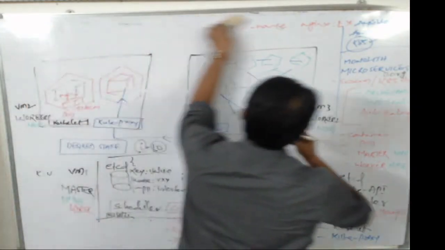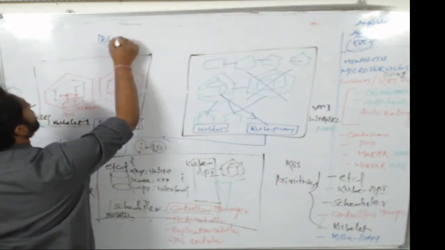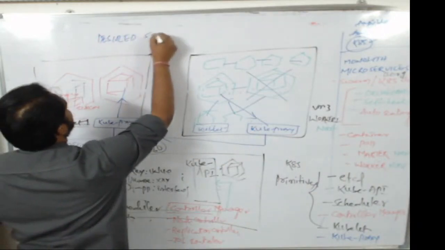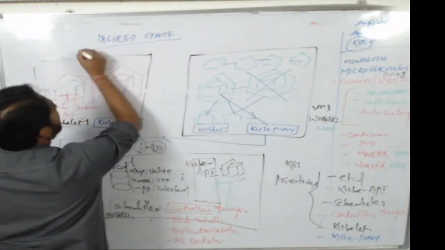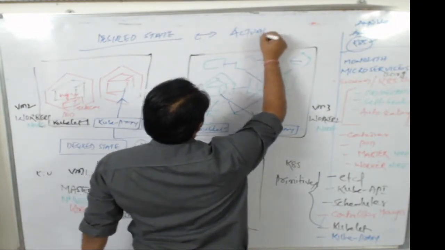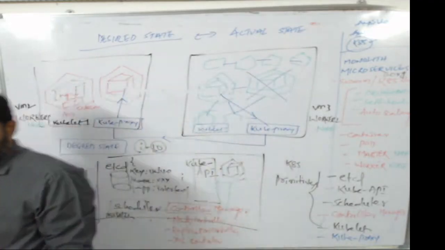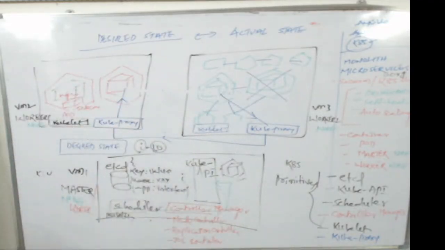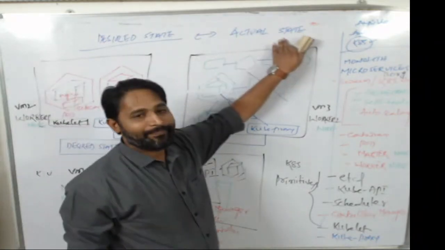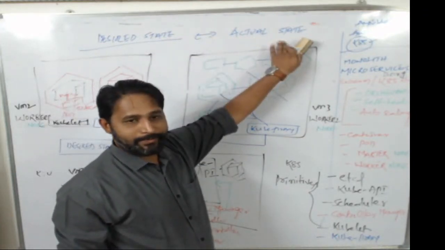So there is one thing called desired state. This is what you want. And there is something called actual state. You want 10 crores in your bank account. That's your desired state. Probably you have 10 lakhs. That's the actual state. What you want versus what you have on Kubernetes.